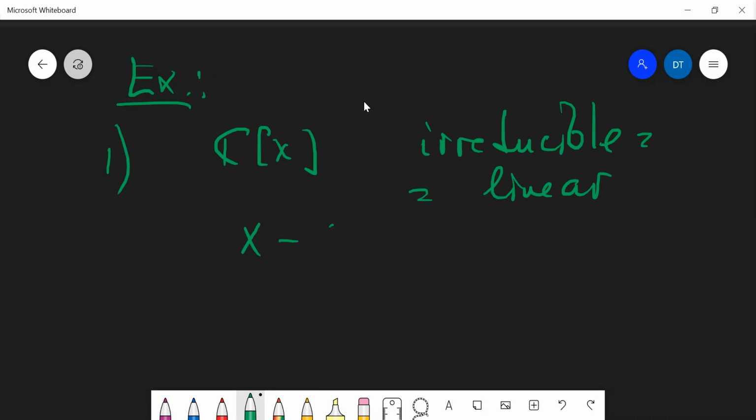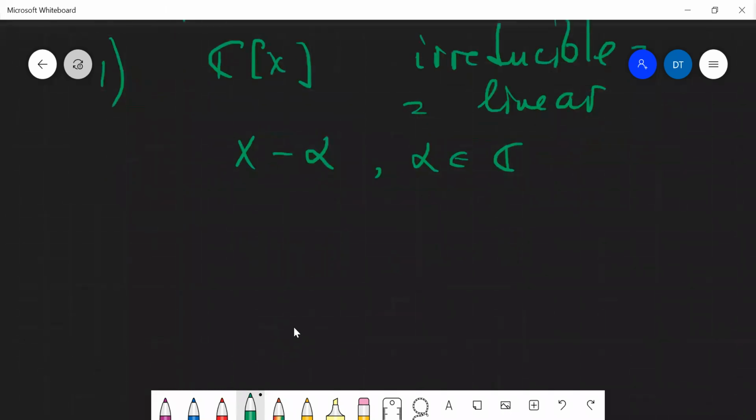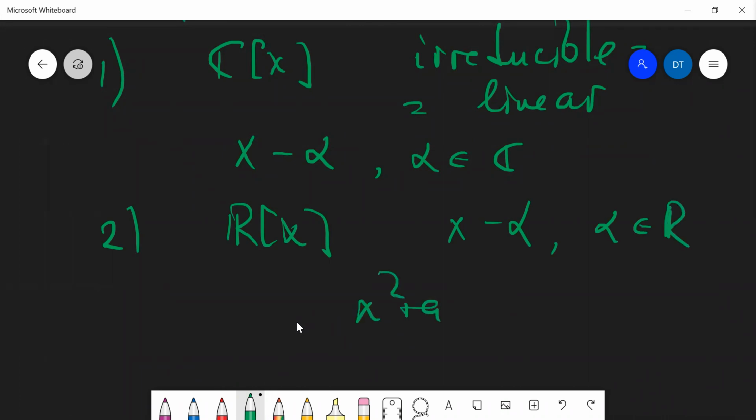So the monic irreducible polynomials are all of these forms. There are no other irreducible polynomials. If you take your field to be R, there are two types of monic irreducible polynomials. You either have a linear polynomial, or you take a quadratic polynomial with no roots, which means a squared minus 4b is strictly smaller than 0. So these are all irreducible polynomials for R of x.